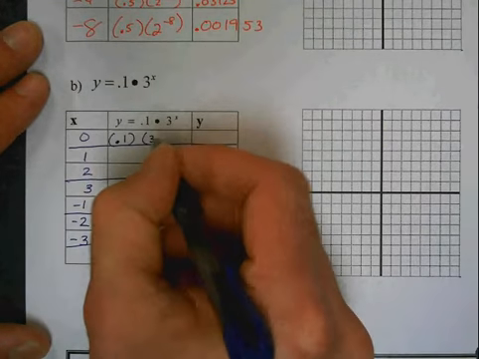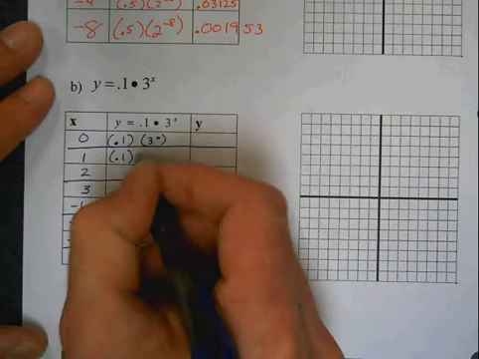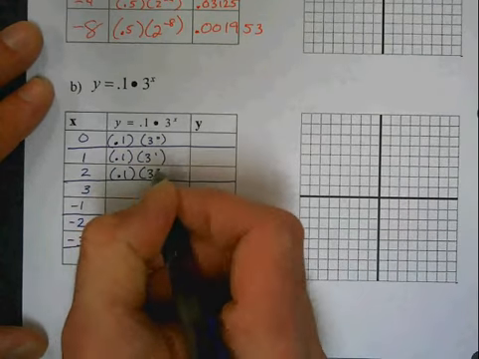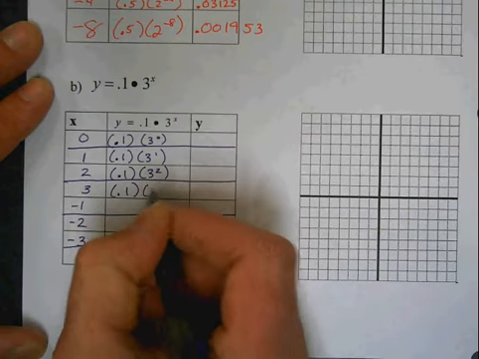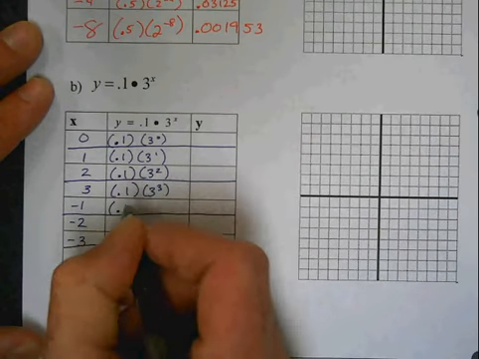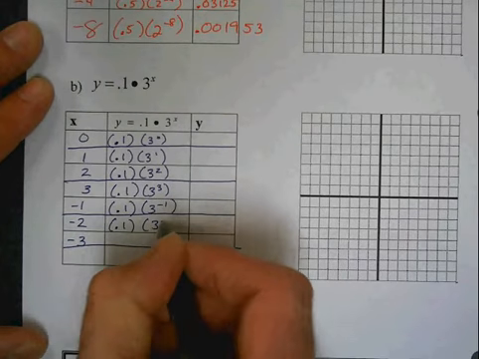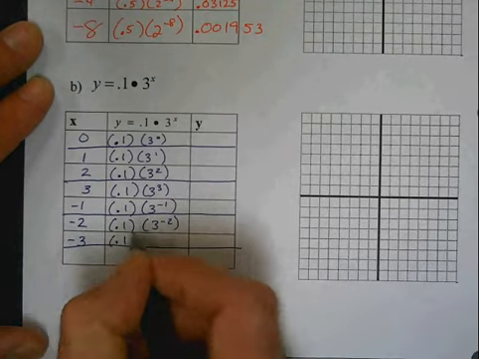0.1 times 3 to the 0. 0.1 times 3 to the 1. 0.1 times 3 to the 2. 0.1 times 3 to the third. 0.1 times 3 to the negative 1. 3 to the negative 2. And 0.1 times 3 to the negative 3.